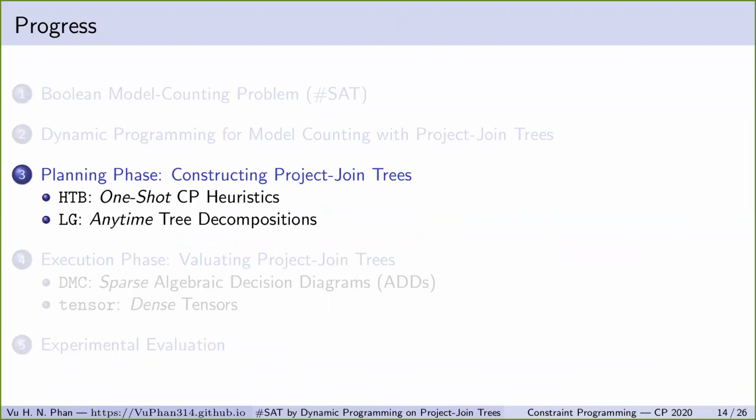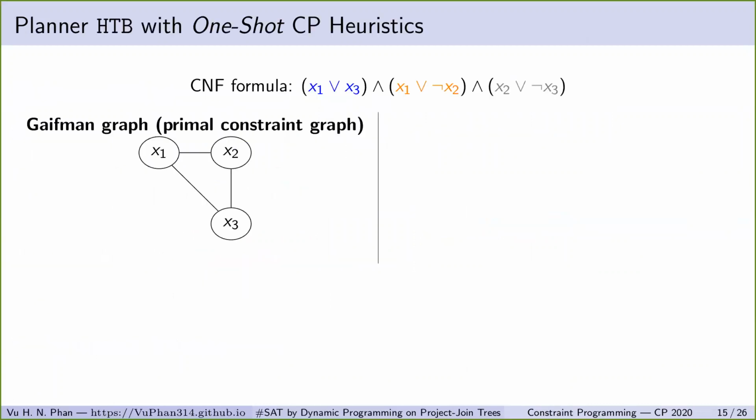We take a closer look at the planning phase and the 2 implemented planners. First, we focus on the HTB planner. Given a CNF formula, we can construct a Gaifman graph, also called a primal constraint graph. In this graph, each vertex corresponds to a variable in the CNF formula, and 2 vertices are adjacent if the corresponding variables appear together in a clause in the CNF formula.